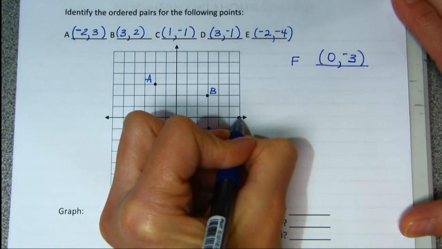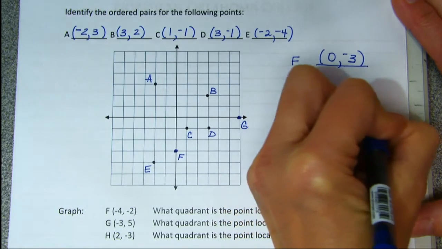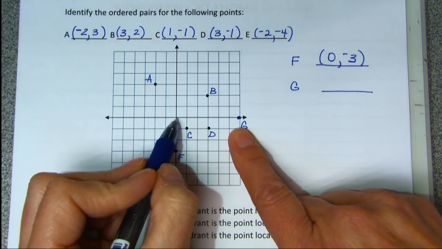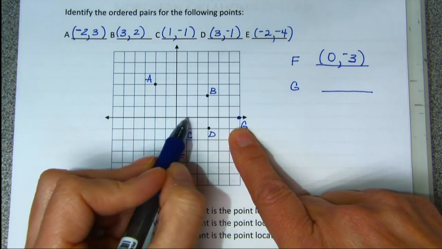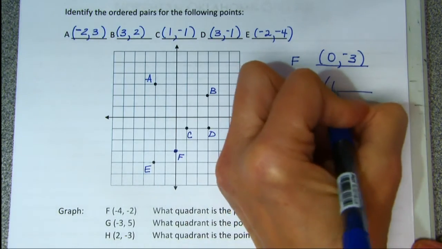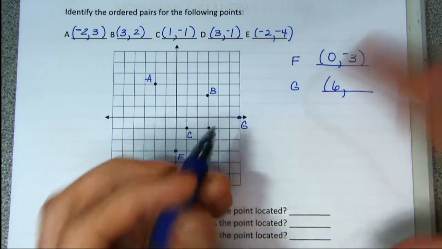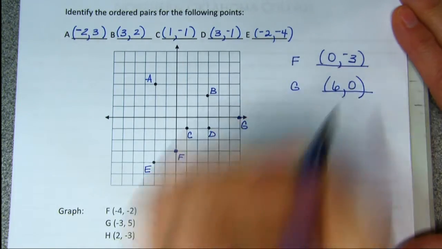Then let's put G right here. All right, so start at the origin, I go to the right, so I go positive 1, 2, 3, 4, 5, 6, positive 6, and then I'm there. I don't go up or down, so I would then put 0.